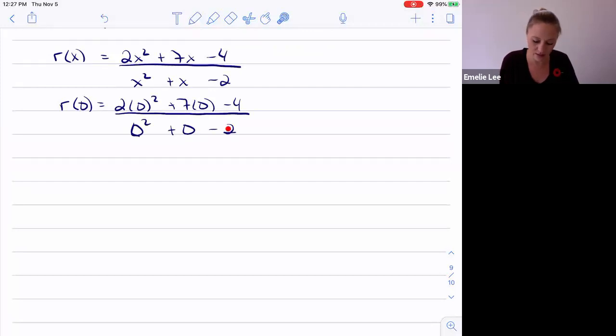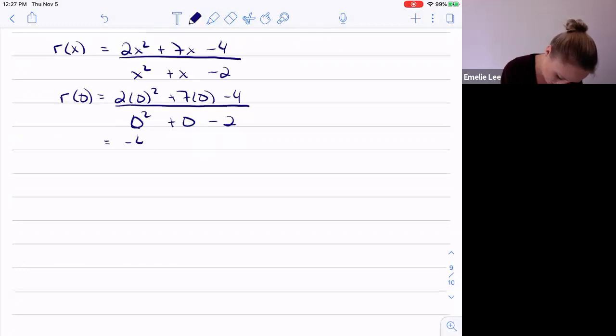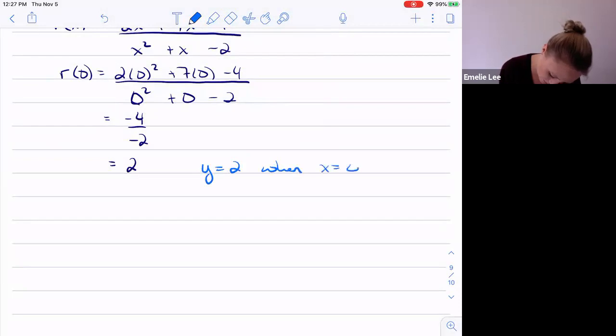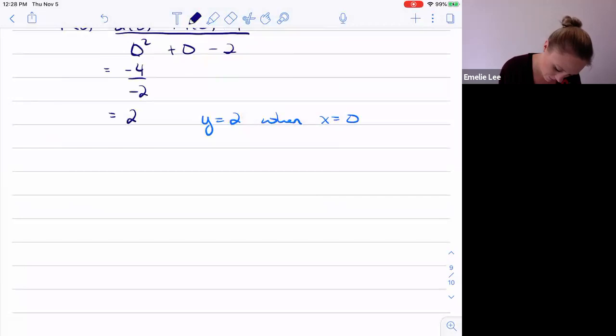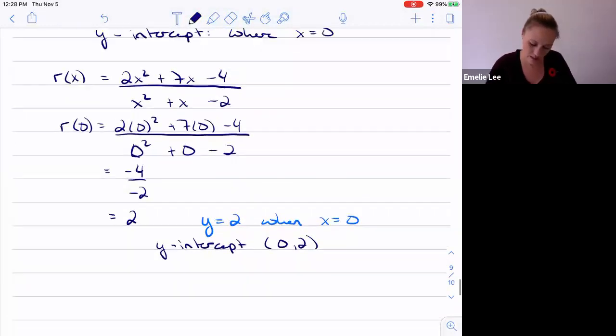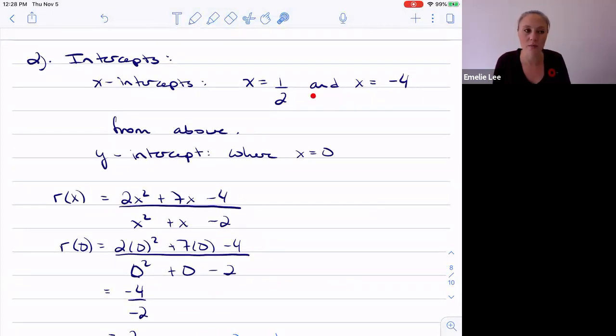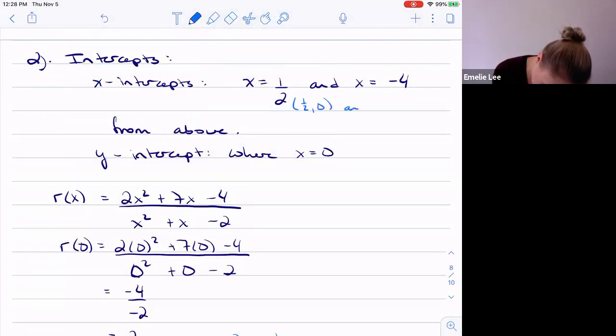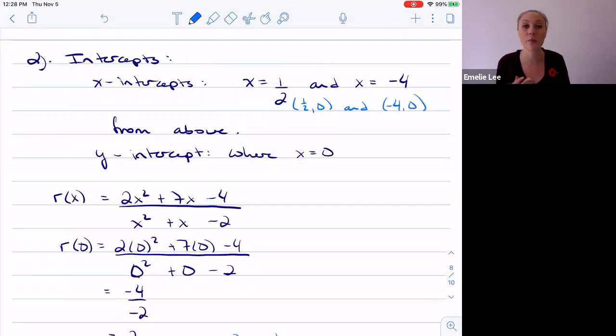Evaluating this is pretty easy. We get -4 over -2, and so this becomes -4 divided by -2. So y equals 2 when x equals 0. So the y-intercept is at 0, 2. And I guess I should probably write the x-intercepts as points as well. The x-intercept is when y is 0, and so it's at 1/2, 0, and -4, 0. Those are the points that we're plotting.